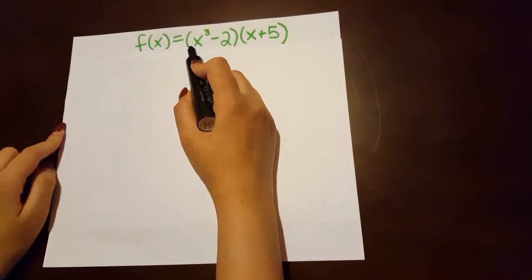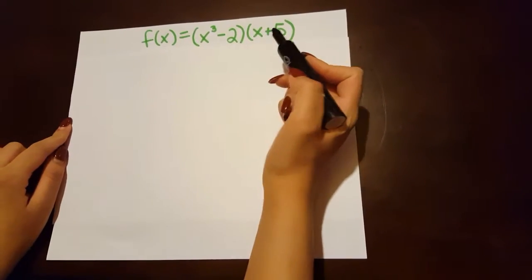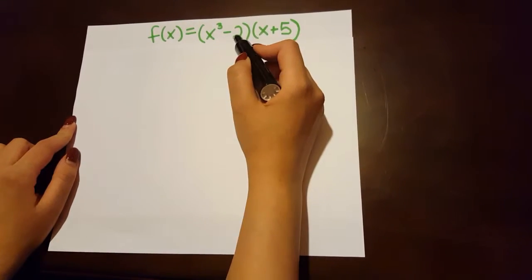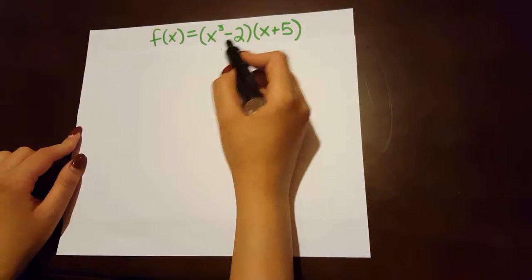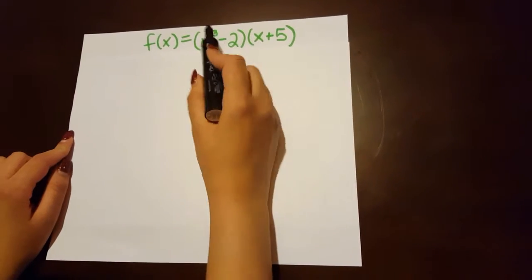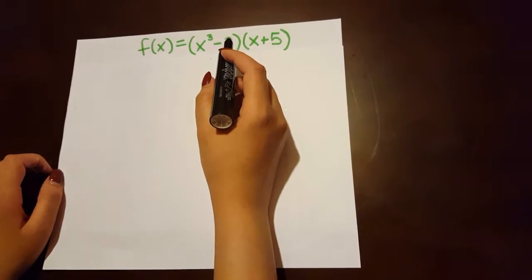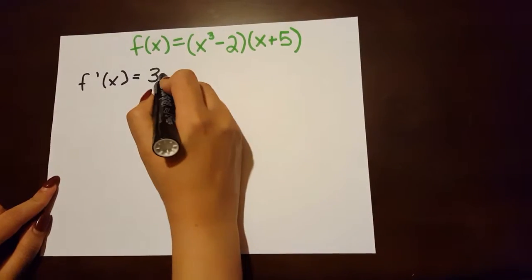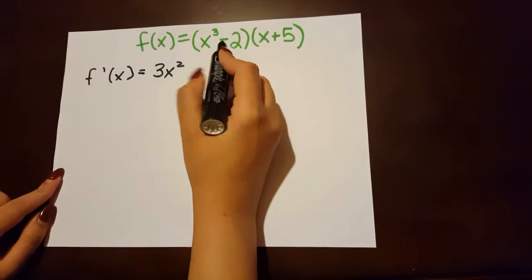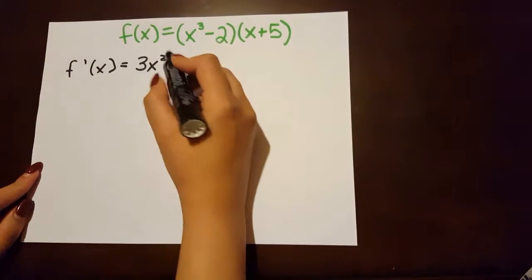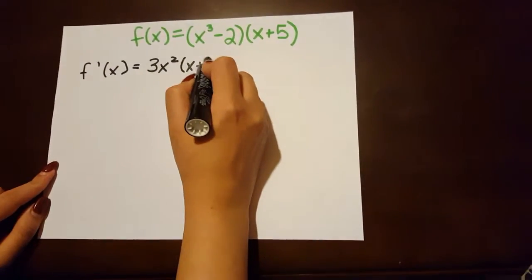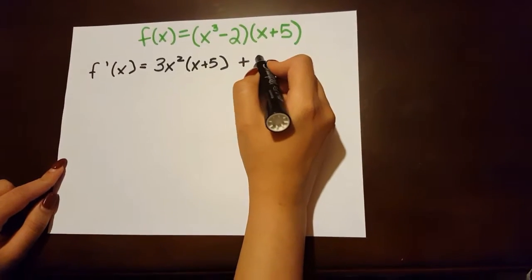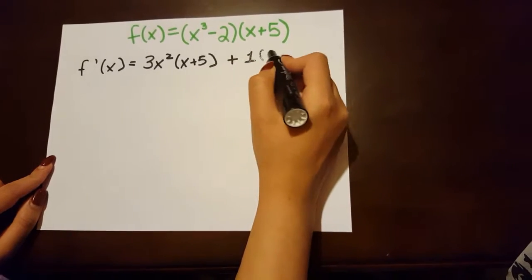As you can see here, two functions are being multiplied to each other. So what we're going to do is find the derivative of this, multiply it by this, and then add that to the derivative of this multiplied by this. So let's do it. f prime of x would equal 3x squared, and this doesn't have a derivative, so we're just going to multiply this by (x plus 5), plus the derivative of this, which is just 1.